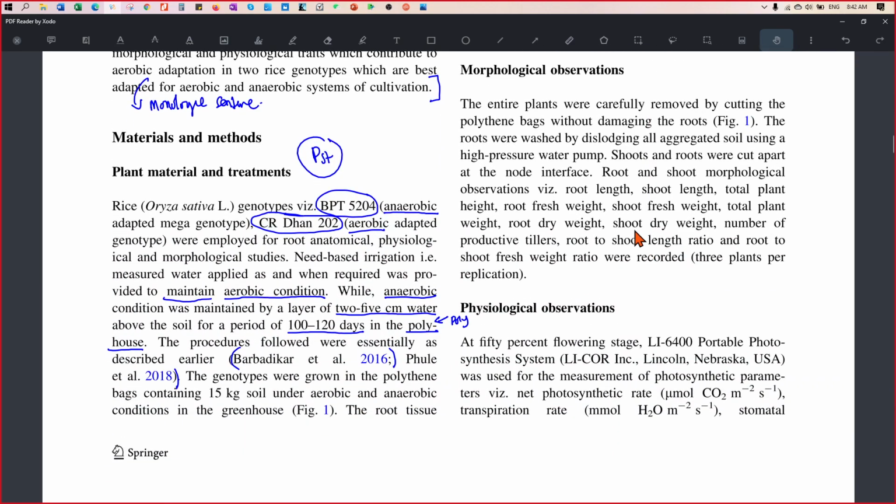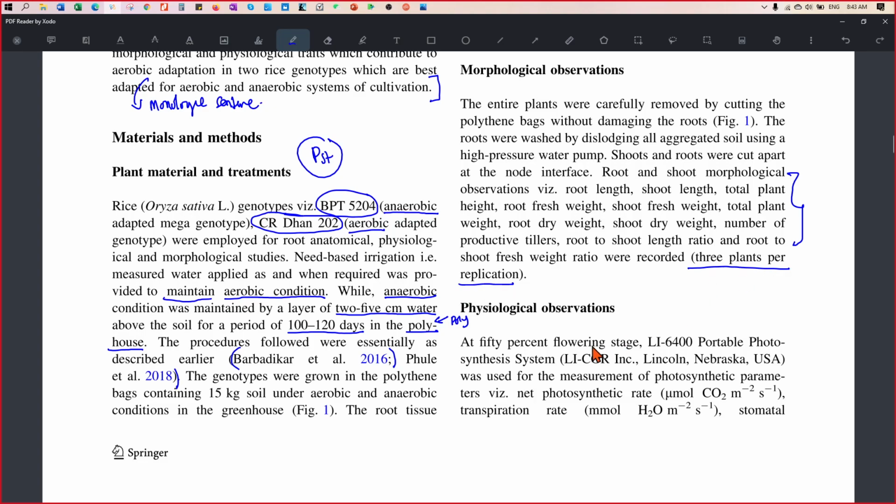Okay, morphological observation. The entire plants were carefully removed by cutting the polythene bag without damaging the roots. The roots were washed by dislodging all aggregate soil using a high pressure water pump. Shoot and roots were cut apart at the node interface. Root and shoot morphological observations like root length, shoot length, total length, height, and so on were recorded. 3 plants per replication. So these are all the parameters that they recorded and measured. And how many times did they do it? They did it for 3 plants per replication.